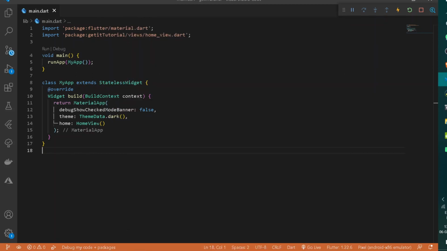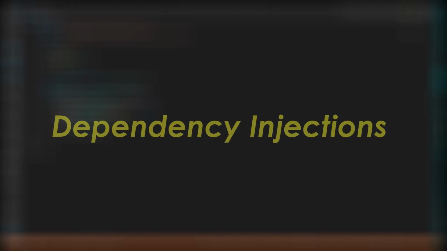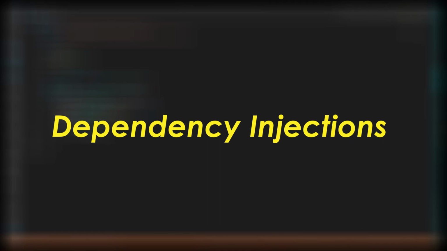But before jumping into our coding part, let's understand what is Get-It. Now consider Get-It just as a service locator package that Flutter provides us. With the help of Get-It, the task of dependency injection under a Flutter application becomes more handy and more manageable.